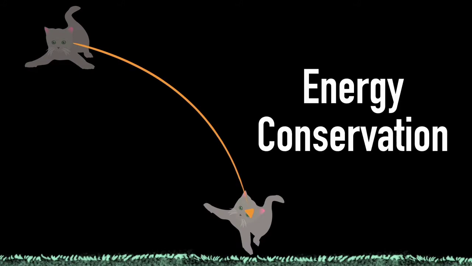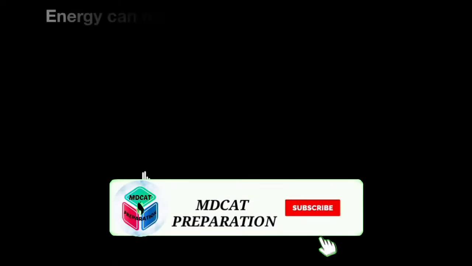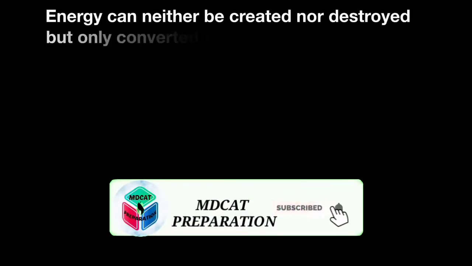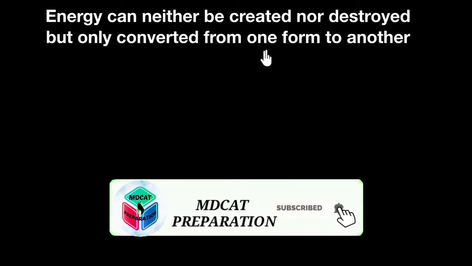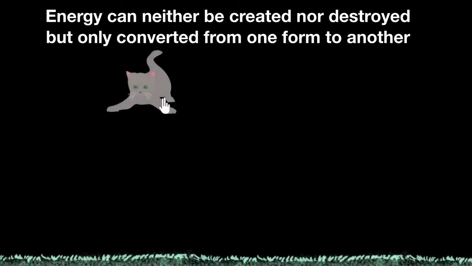So let's see what this principle is. The principle says energy can neither be created nor destroyed, but only converted from one form to another. You cannot create or destroy energy, but you can convert it from one form to another. So let's look at an example. Let's say we take that cat, but this time we just drop it from some height. What's going to happen to its energy?